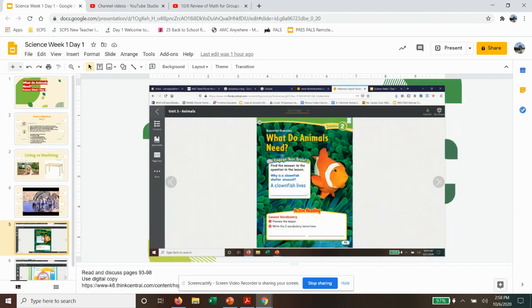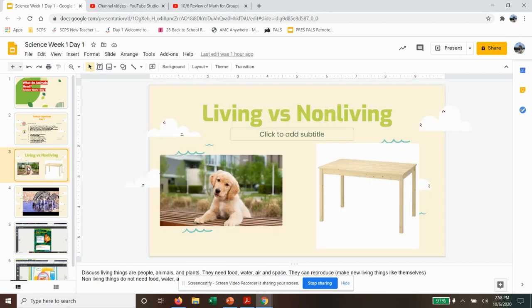And then we read pages, and we also discussed all of those different features on pages 93 to 98. I used the digital copy, went one by one of how a living thing needs water, needs food, needs air, and needs space.